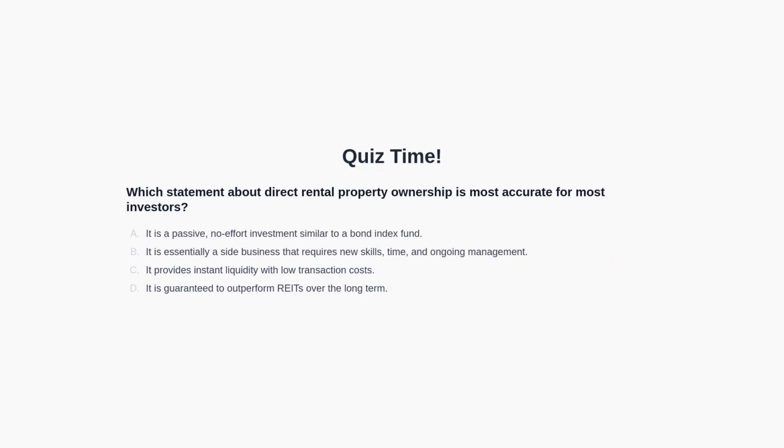Question: which statement about direct rental property ownership is most accurate for most investors? Option A: it is a passive, no-effort investment similar to a bond index fund. Option B: it is essentially a side business that requires new skills, time, and ongoing management. Option C: it provides instant liquidity with low transaction costs. Option D: it is guaranteed to outperform REITs over the long term.